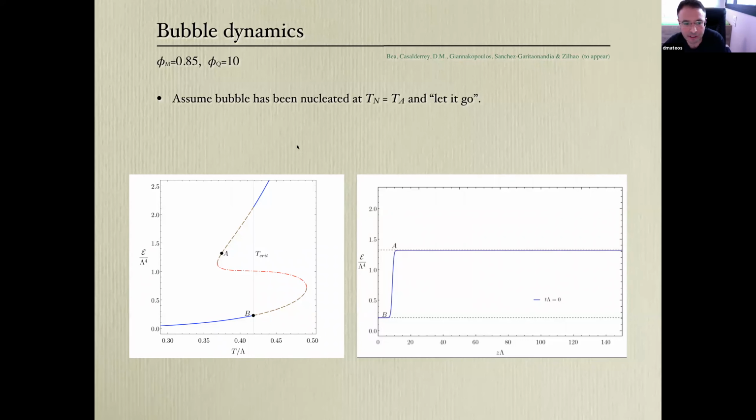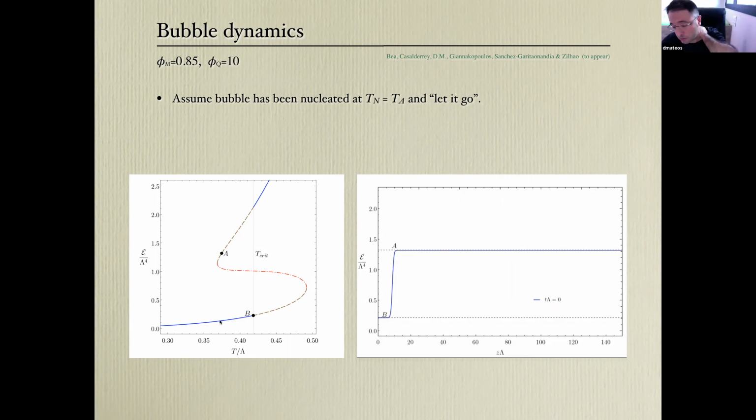So imagine that the universe is cooling down on the stable branch and you enter the metastable branch. And eventually at some temperature, which corresponds to this point A, which could be here, here, here, anywhere, you nucleate a bubble of the preferred phase, which could have the same temperature. Okay, that's what's usually considered.